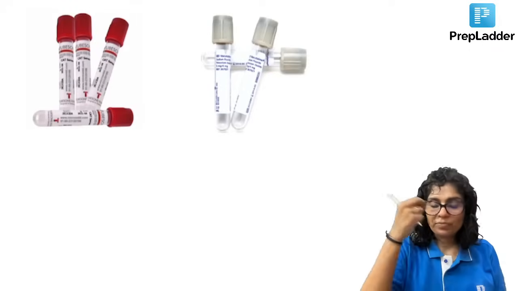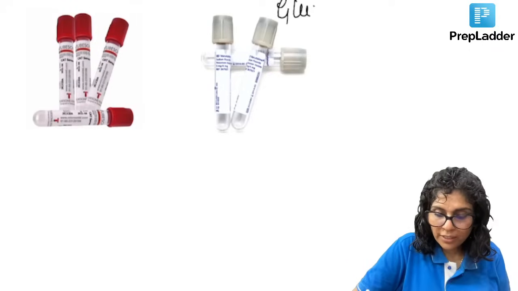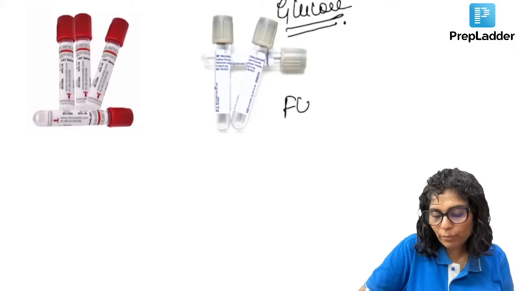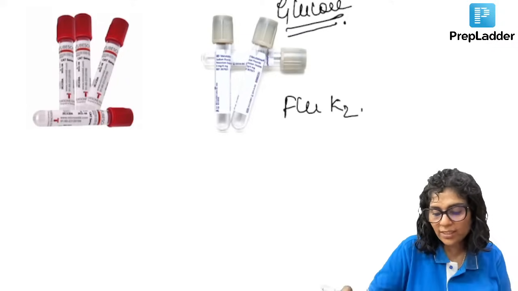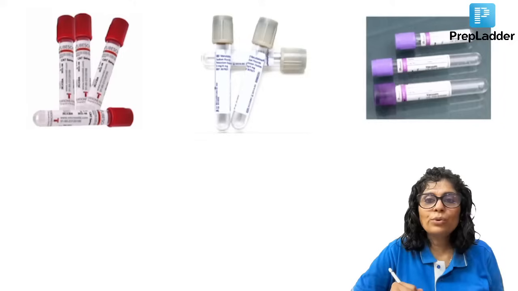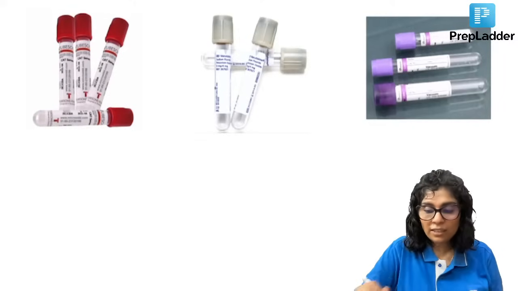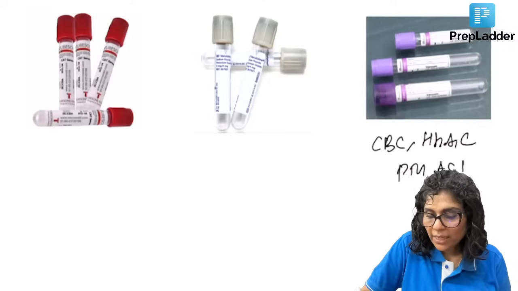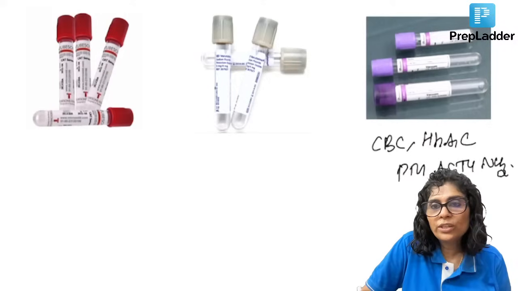Gray top tube. G for G, it is for glucose estimation. It has got sodium fluoride and potassium oxalate. Lavender top tube, K2 EDTA or K3 EDTA, used for complete blood count, HbA1c, parathormone, ACTH, and ammonia.